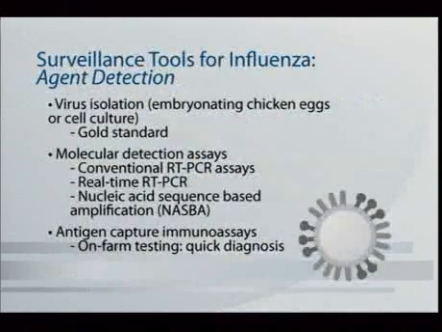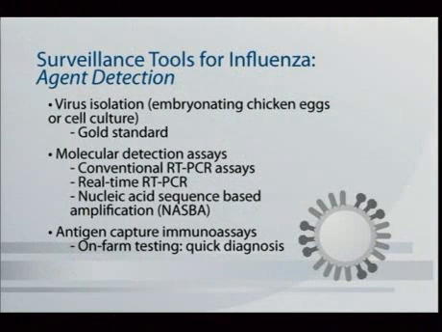Now, as far as antigen detection diagnostic tests, the three that are most commonly used, of course, are virus isolation. There are a number of molecular assays that are being used: conventional RT-PCRs, real-time PCRs, and nucleic acid sequence-based amplification, or NASBA tests. And then we have the antigen capture immunoassays, which provide very quick turnaround time and can often be used on the farm if necessary.